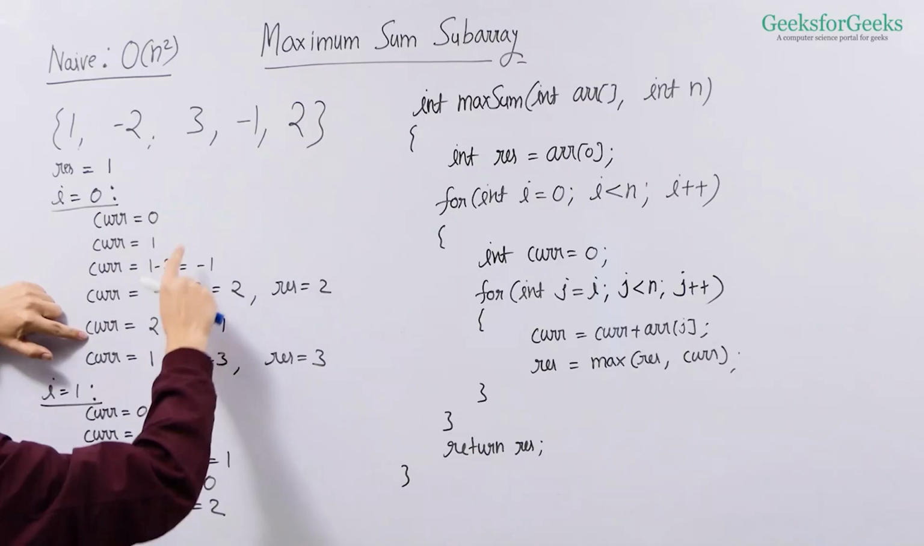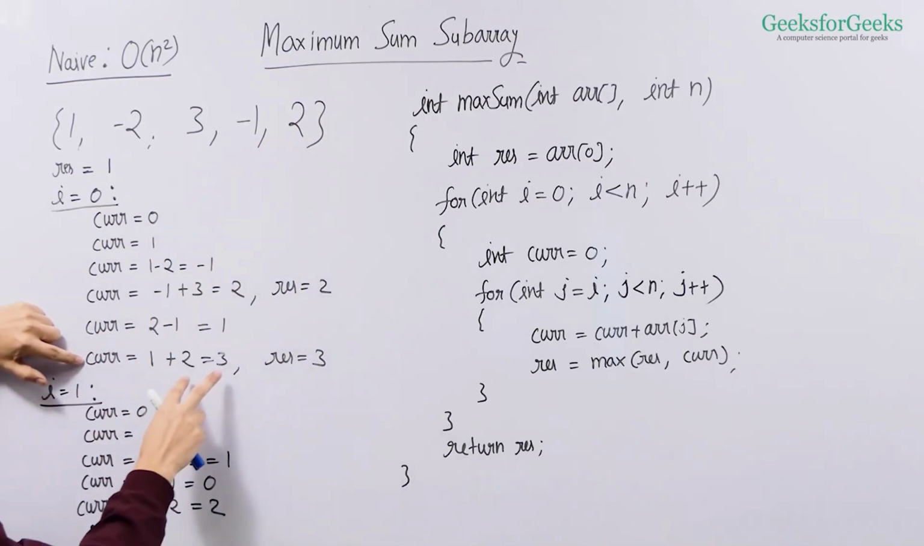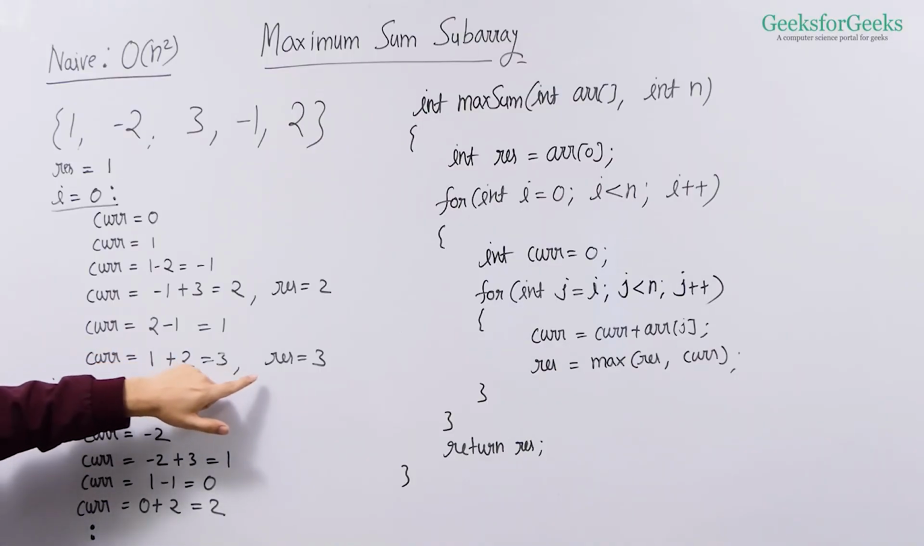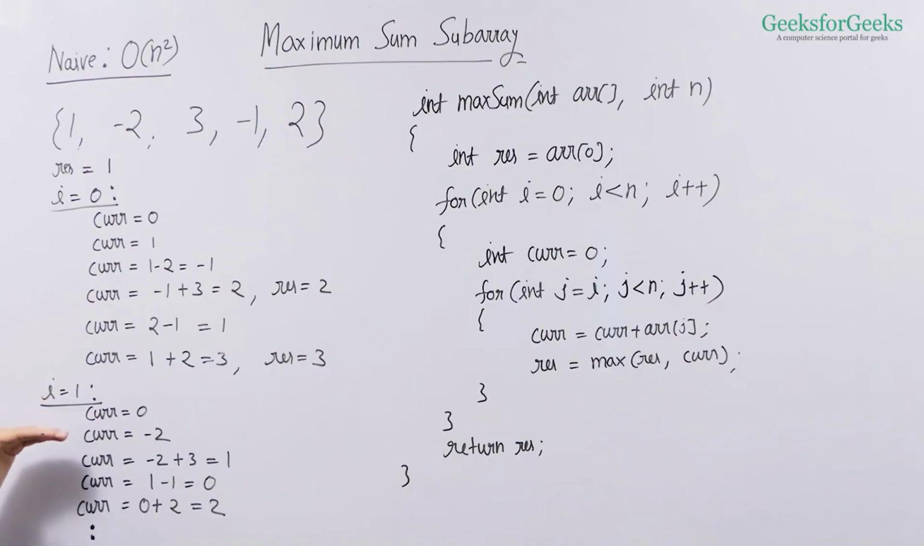When we are coming here, we are adding -1 to the current and we have 1. Then we move to the next element. Our current becomes 3 and result becomes updated, right? Because this current is greater than current result. Similar things we do for i equal to 1, then for i equal to 2.